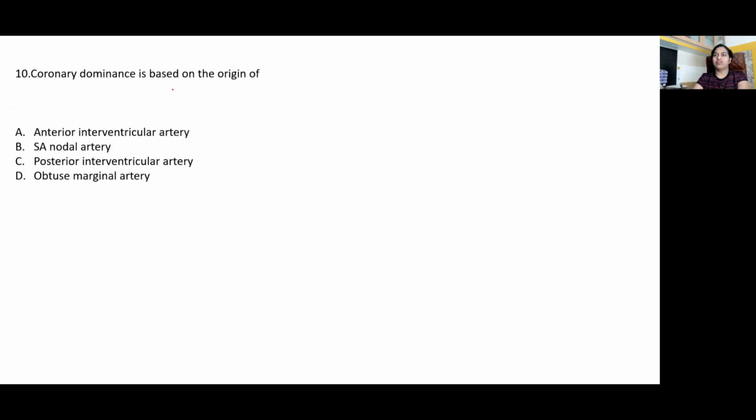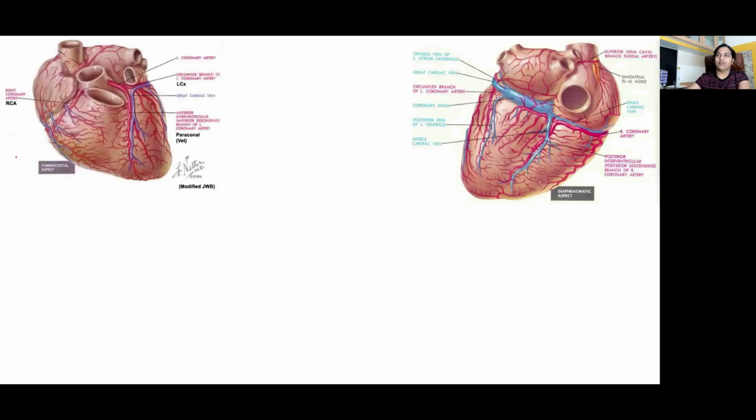Coronary dominance is based on the origin of the posterior interventricular artery, which mostly arises from the right coronary artery. So you see the right coronary artery here. The right coronary artery originates from the anterior aortic sinus.